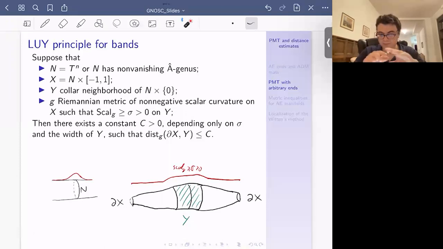Again, you know that there is no metric on a band whose core is either a torus or something with non-vanishing Hausdorff genus, so you know that there is no complete metric whose scalar curvature is positive along some neighborhood of N times zero, let's say.